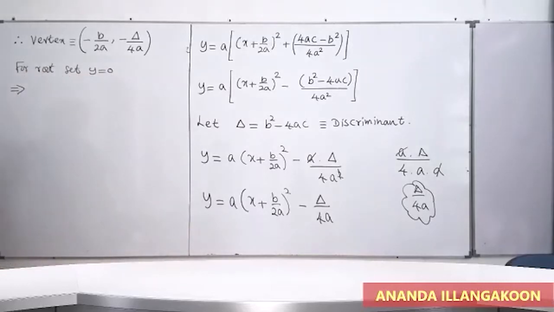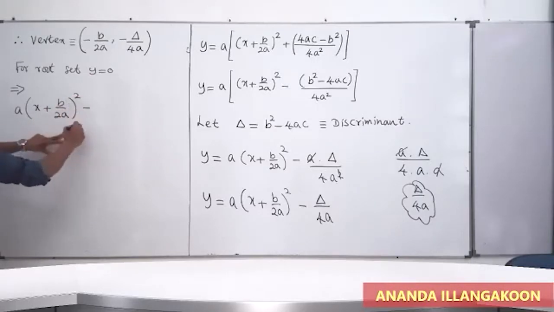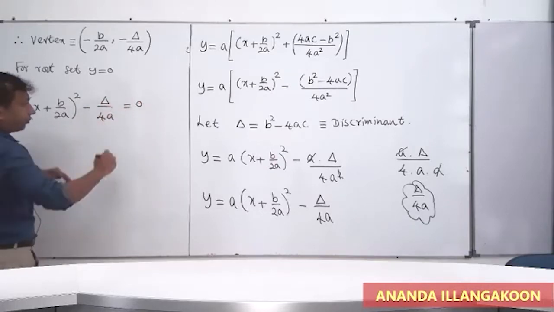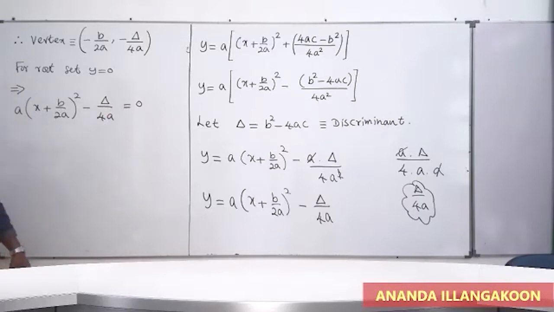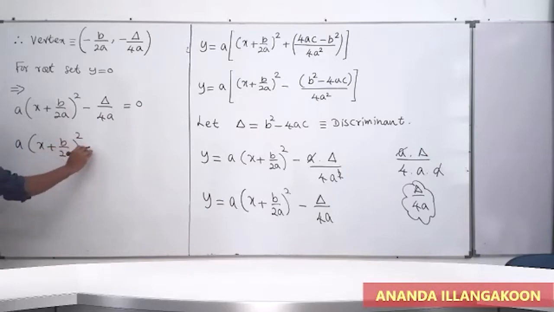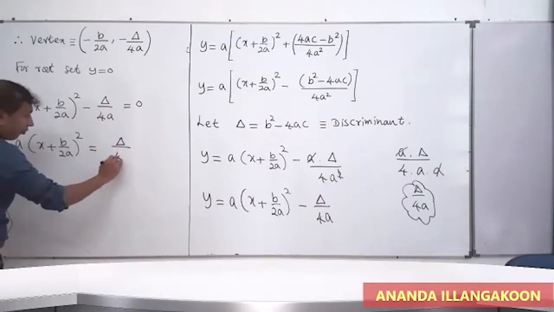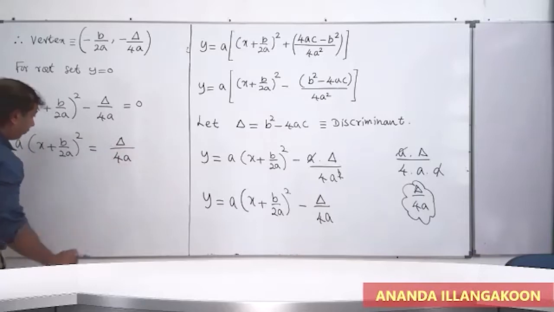Okay, right. So then we get there this way: a times (x plus b upon 2a) all squared minus delta upon 4a equals 0. This is what we get. Okay. Now I bring this to the right hand side. A times this. Once I take this to the right hand side, this minus sign will be plus delta upon 4a. People, do with me. With me do.